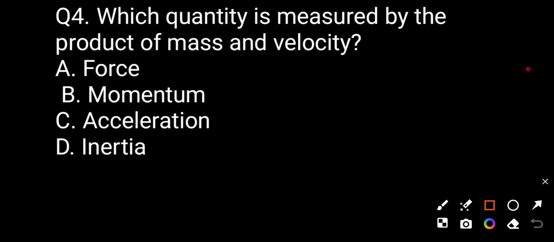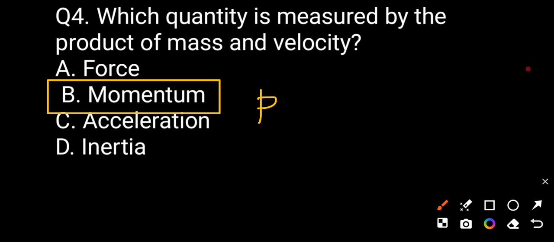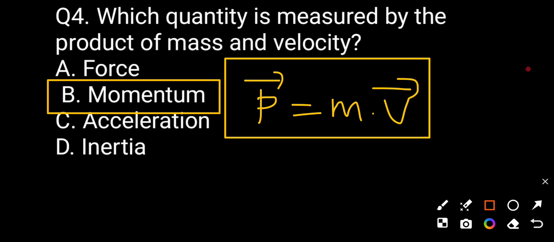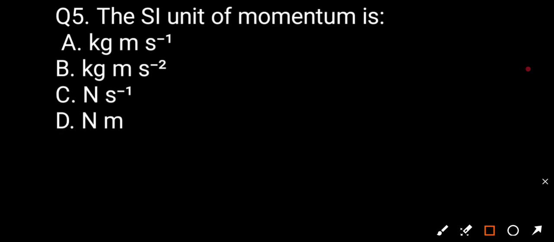Now question number 4. Which quantity is measured by the product of mass and velocity? Option A, force; option B, momentum; option C, acceleration; option D, inertia. The correct answer will be momentum. Momentum is denoted by vector P equal to m times vector V. That is the momentum.